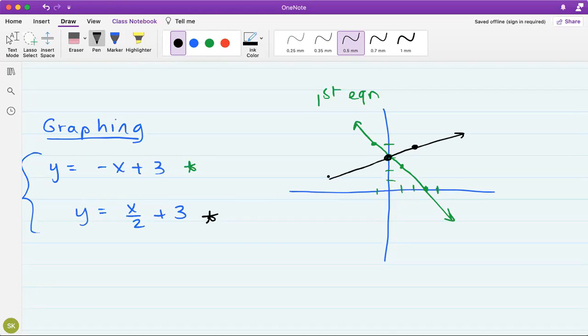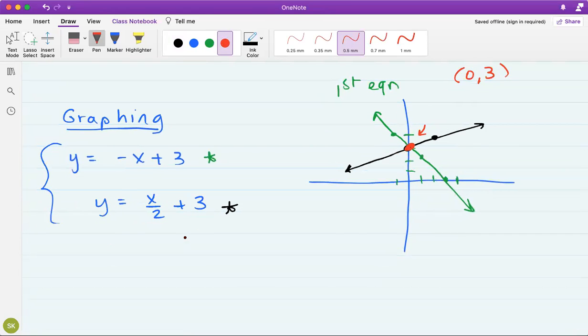So I think that looks a little bit better. Okay, we can easily see the point we go through. It is the y-intercept for both of these. The point here is 0, 3. That's the y-intercept. So that is our solution. You can see that these lines only cross at one point. So the solution is the point 0, 3.